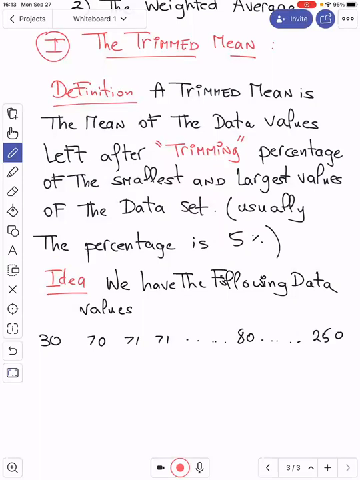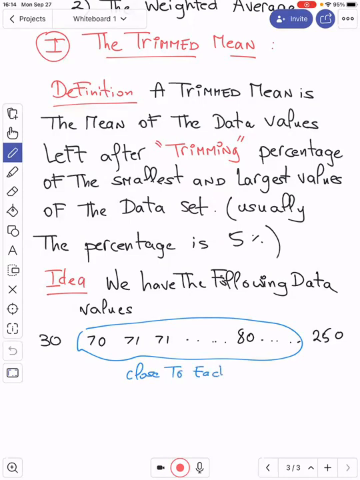The idea here is that, as you can see in the data set, these data values, 70, 71, etc., 80, are very close to each other. But then you have this number, 250, which is very, very different from the other values, right?